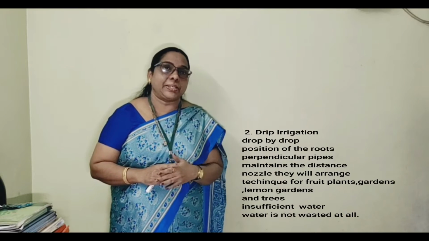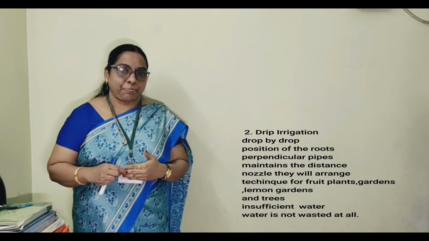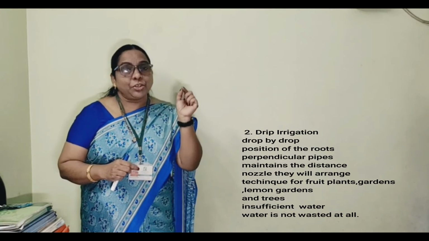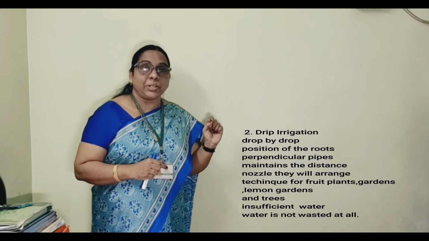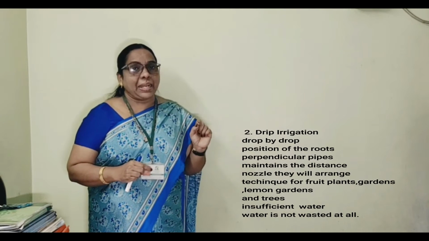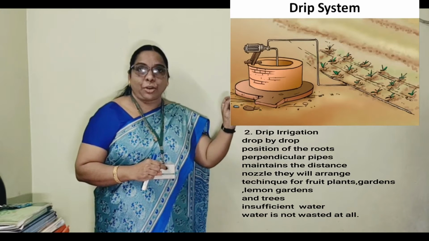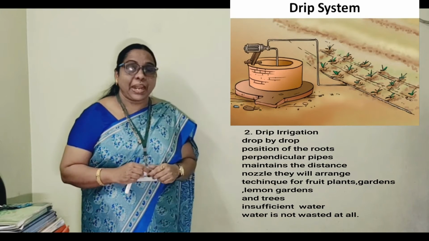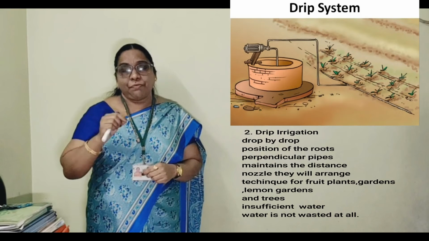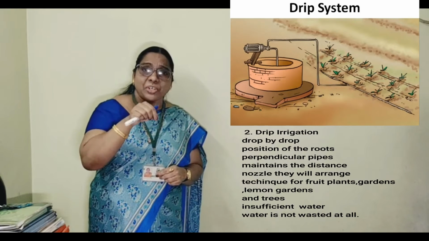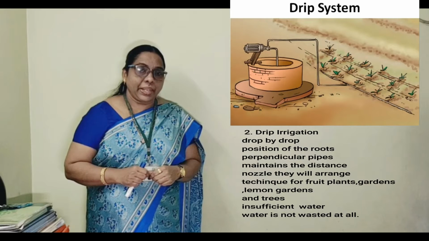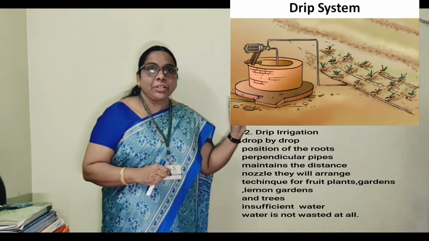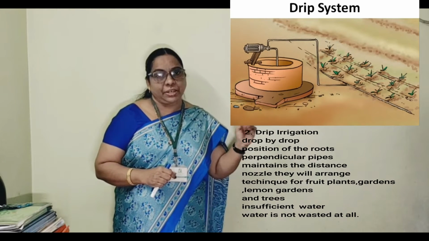the drip irrigation method or drip irrigation system. What is the meaning of drip? Drip is nothing but drop by drop. Here the water is supplied to the plants in the form of drops, drop by drop. And where does the drop fall? It falls at the position of the root. If you look at this picture, it will be clear for you.